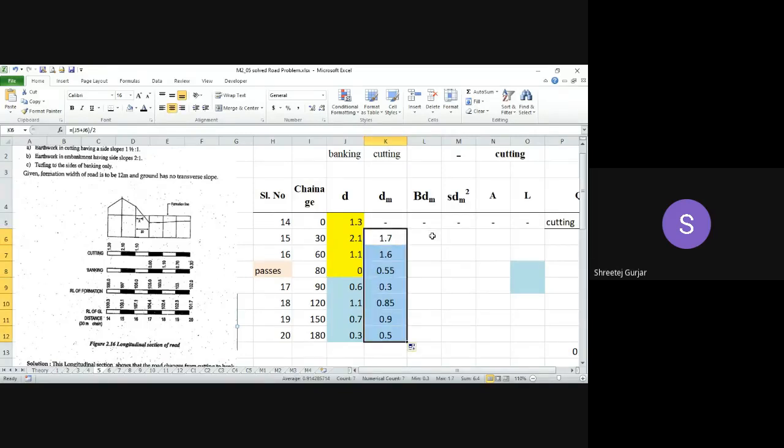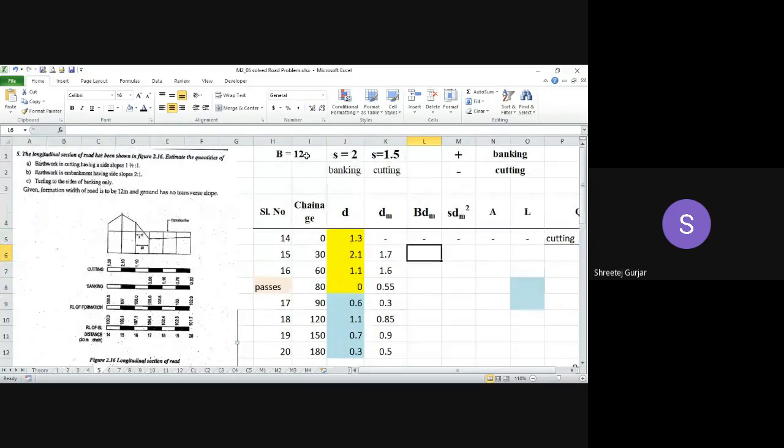So we have found out DM. Now B into DM, what is B? B is 12. The top width of your formation level is 12. So that is equal to 12 into DM. DM I have multiplied 1.7. So this is done. Now S DM squared.